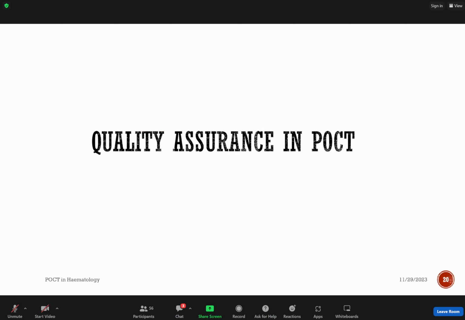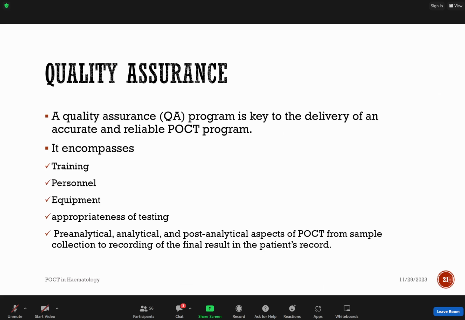Next, we move on to quality assurance. Quality assurance is key to the delivery of an accurate and reliable POCT program. It encompasses training, personnel, equipment, appropriateness of testing, and the pre-analytical, analytical, and post-analytical aspects of POCT, from sample collection to recording of the final results in the patient's record.